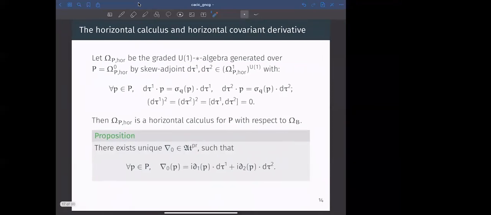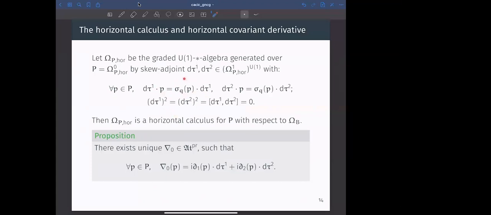So we can now reverse engineer. Let Omega_P horizontal be the graded U(1)-equivariant star algebra generated over P by skew-adjoint generators dτ1, dτ2, which are U(1) invariant, with the following relations: they all square to 1 and they supercommute with each other. And if you move an element of P from the right of one of these to the left, the price you pay is precisely this modular automorphism induced by Q.